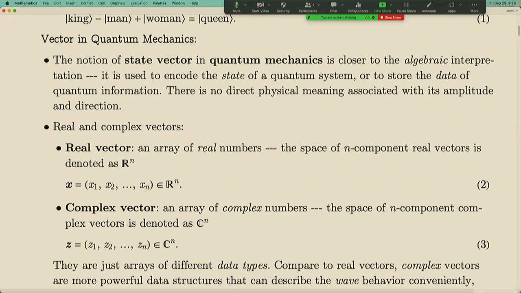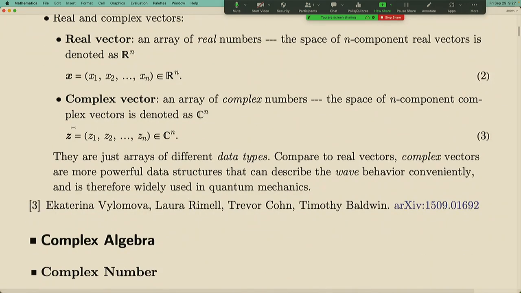And then there's also complex number. The idea is very similar. It's just an n-component array where every element, unfortunately, now belongs to a complex number, and people denote that vector space as C to the power n. So these you should think are just arrays of different data types. In computer science, we have integer type, real type, complex type, and things like that. So it's just that kind of idea.